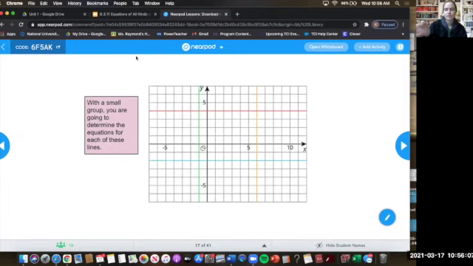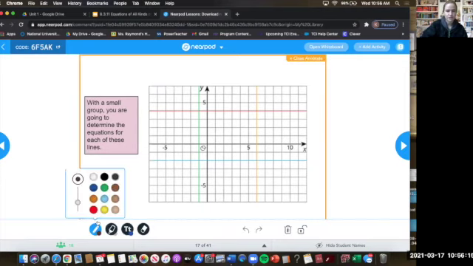You're about to be able to do this work in your Nearpod, but you are going to determine the equations for each of these lines. So you're going to be able to draw on your screen. On your screen, you have all of these tools as well.